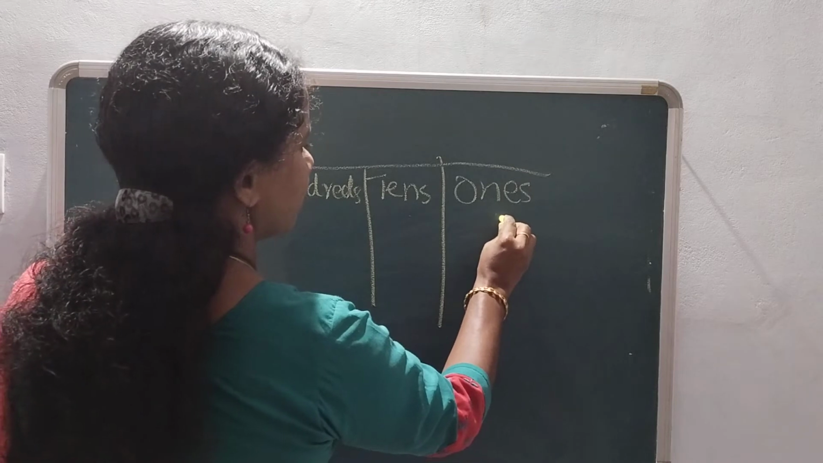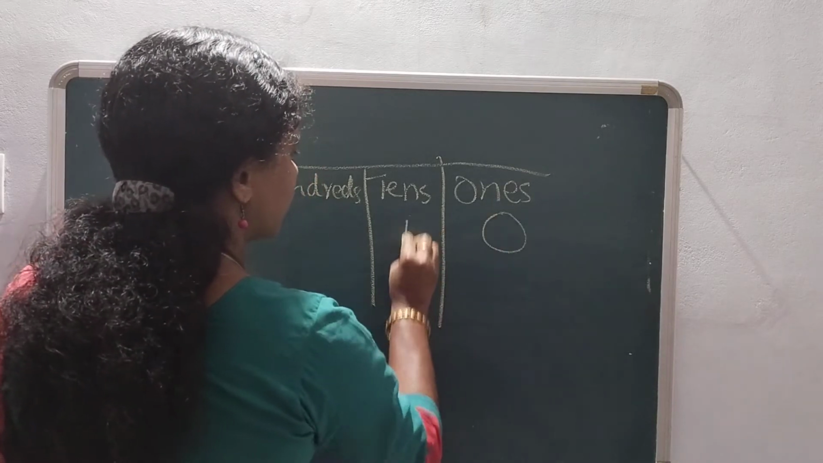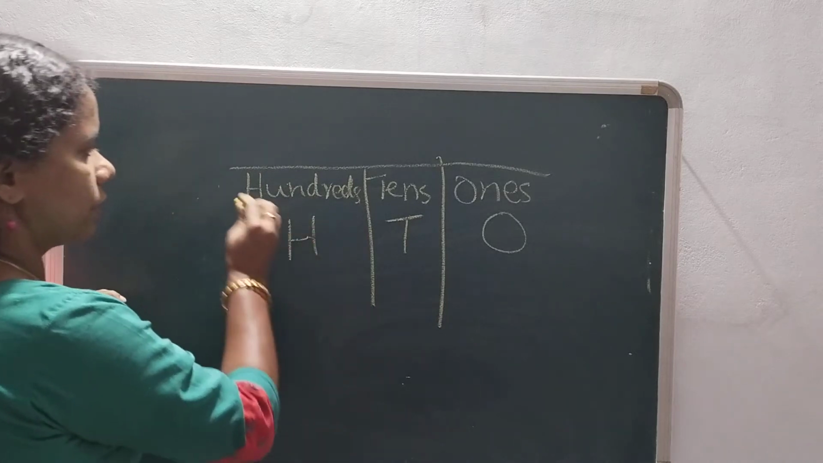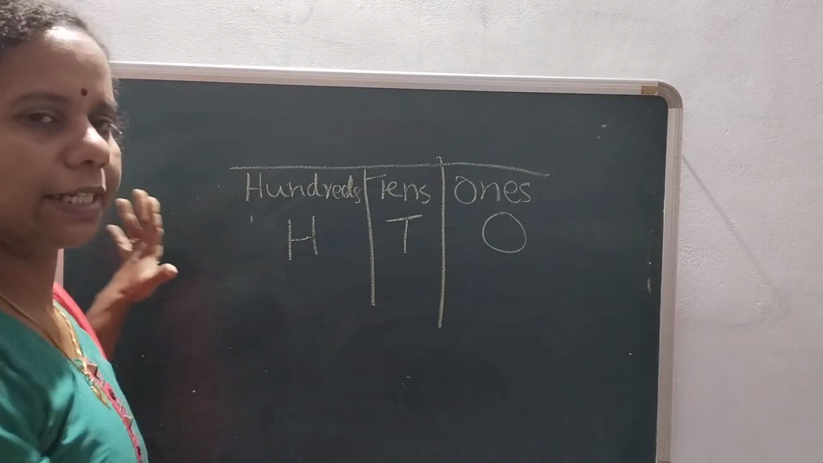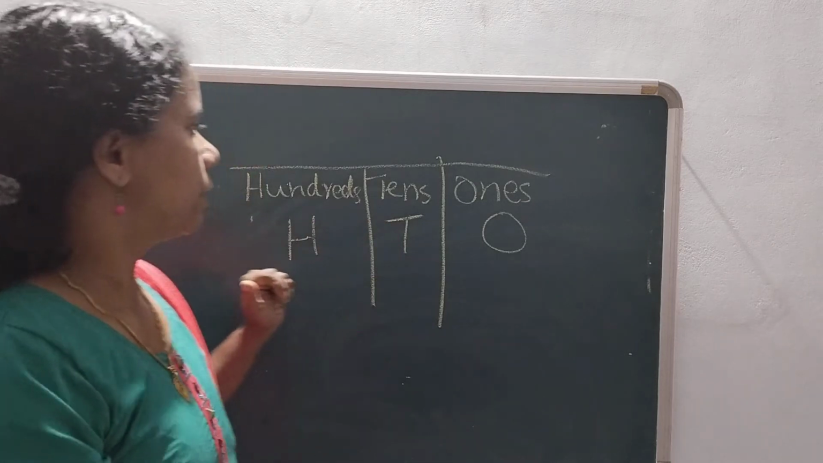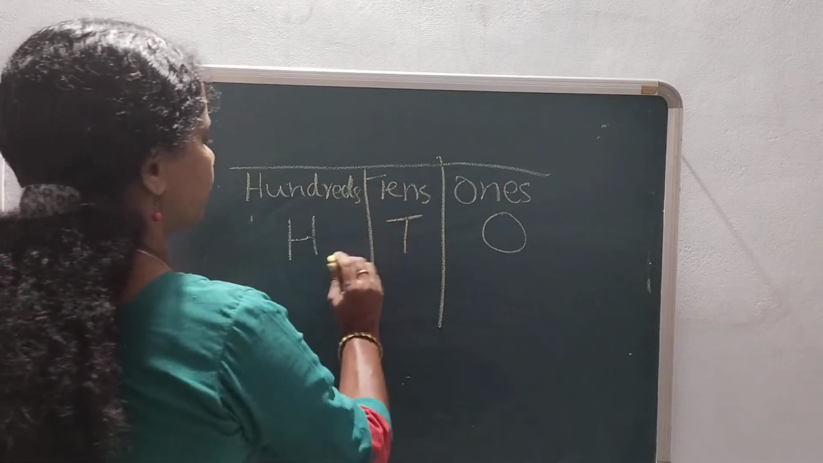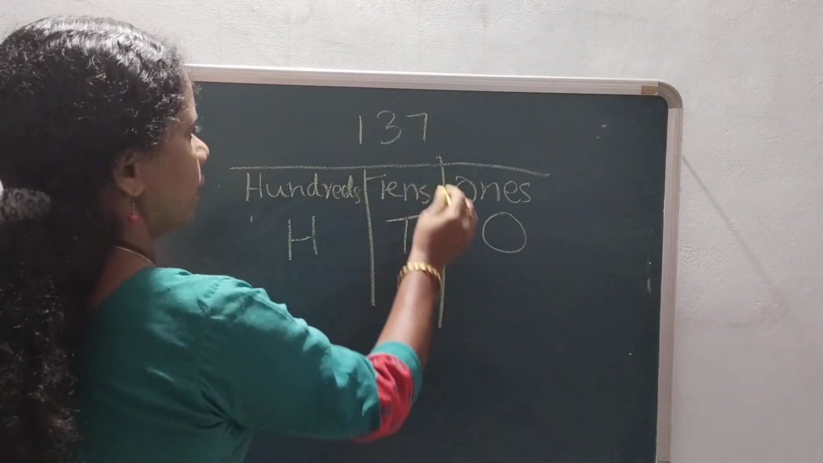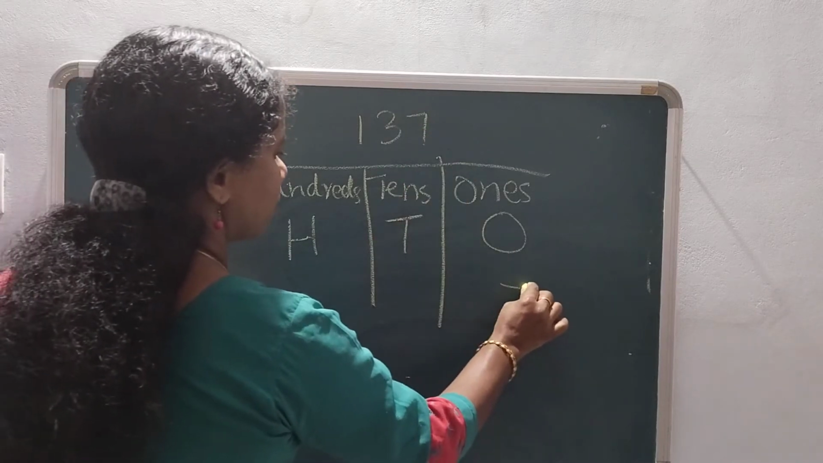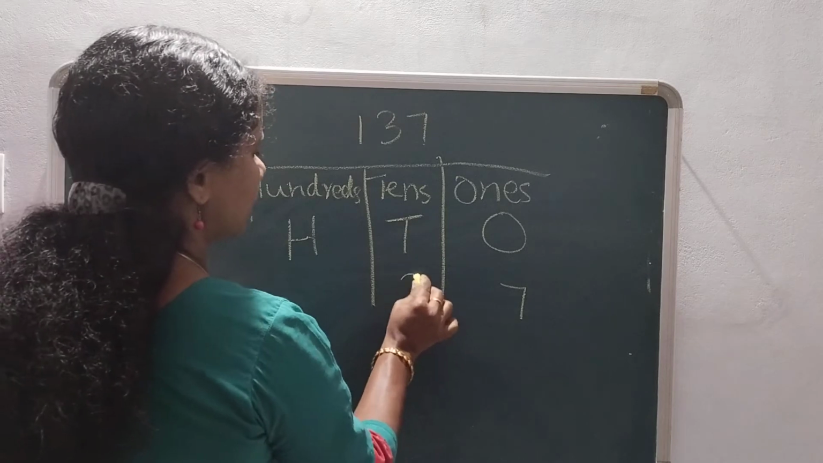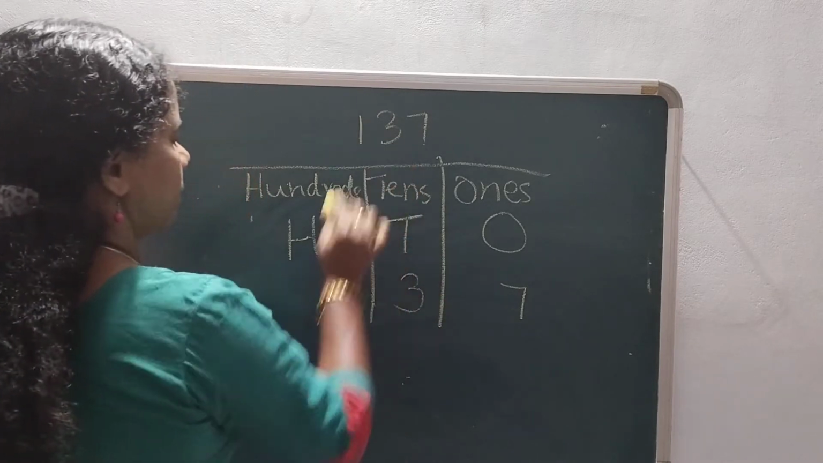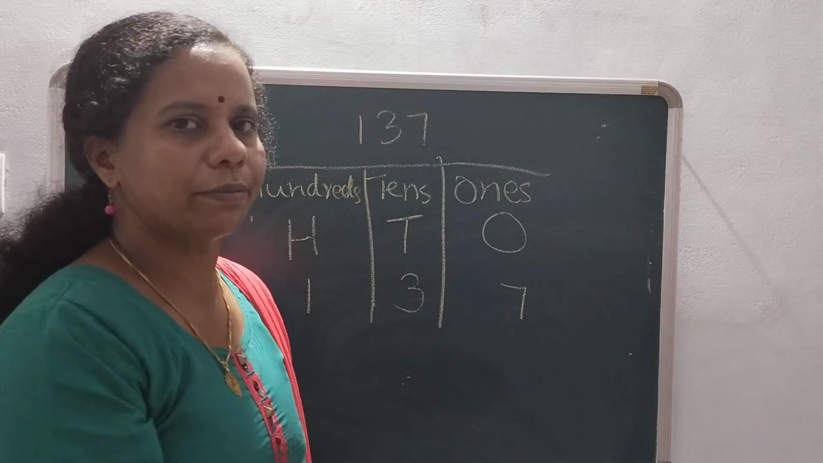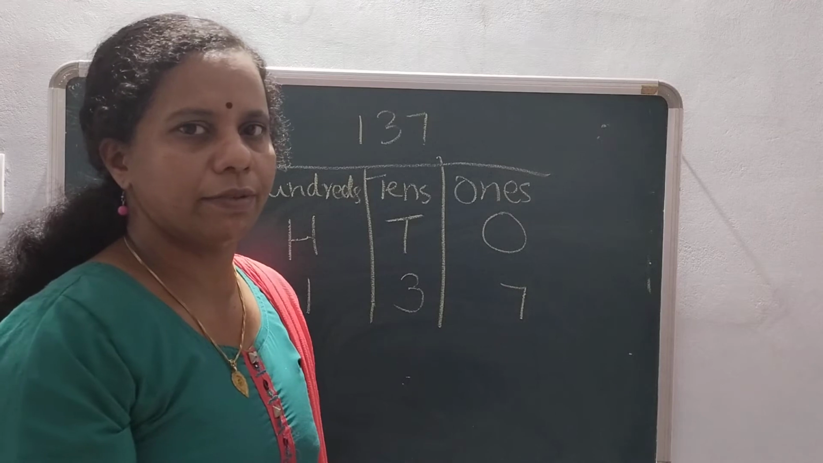Okay, and this one we were representing with a capital O, this one with a capital T, capital H, and if there is thousands, it is with capital TH, isn't it? Suppose we are given a number 137. The 7 is in the ones place, 3 is in the tens place, and 1 is in the hundreds place, that we know, isn't it? This is how we were representing the whole numbers in the place value chart.